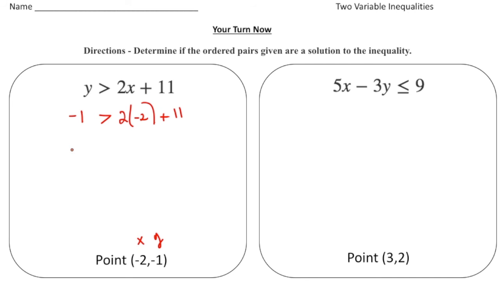Now let me simplify everything. Negative 1 is greater than negative 4 plus 11, and we end up with negative 1 is greater than 7. Now, is negative 1 greater than 7? The answer is no. So this is not a solution.